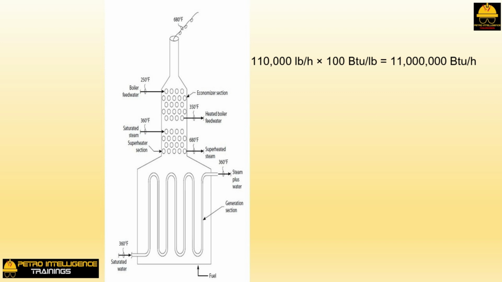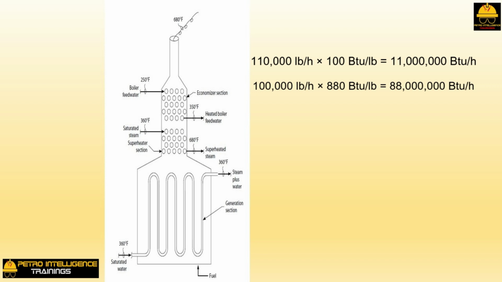The latent heat of vaporization of 150 psig steam is roughly 880 BTU per pound. Therefore, the steam generation section heat duty would be 100,000 pound/hour times 880 BTU per pound equals 88 million BTU per hour. The specific heat of steam is 0.5 BTU per pound degree F.